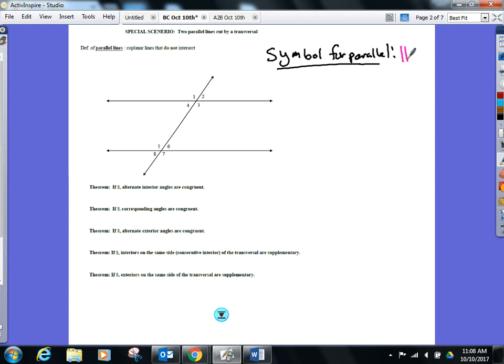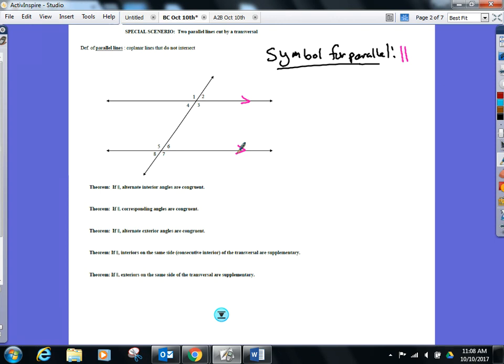Parallel. Now, markings on the diagram now that say they're parallel. You will see arrows on the actual lines that are parallel. So if we see this on any diagram, those lines are parallel. I don't need to tell you it. All right, now we can have some fun.